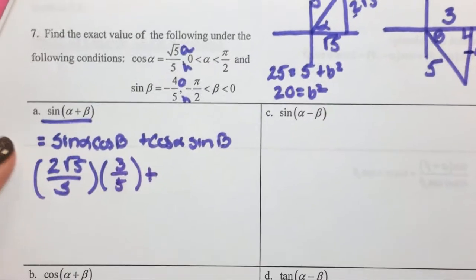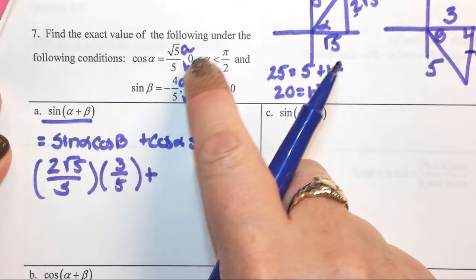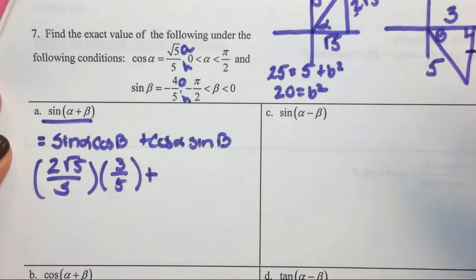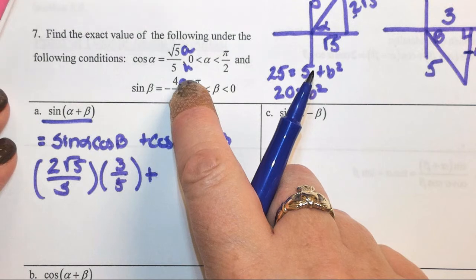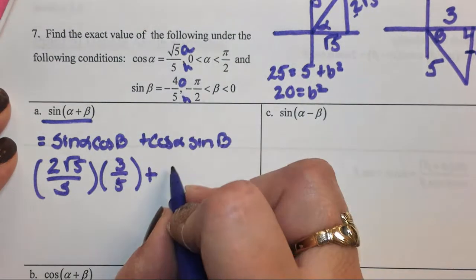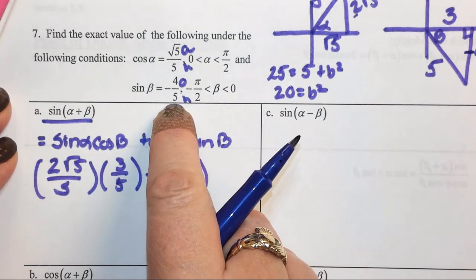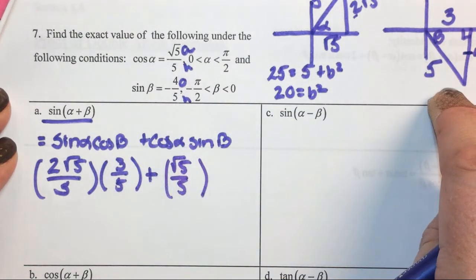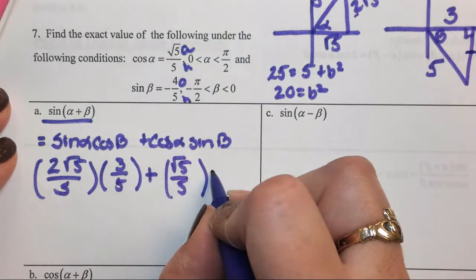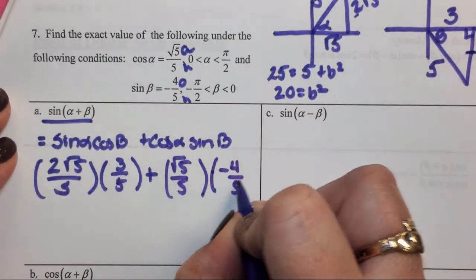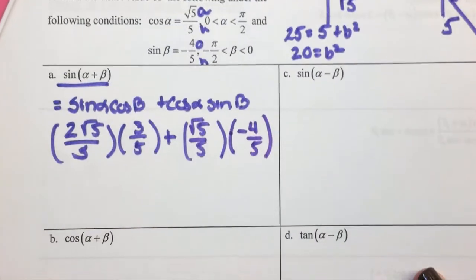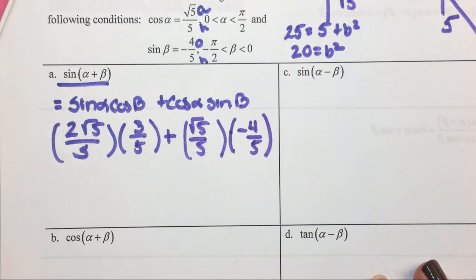Plus cosine alpha. Well, they're already giving you cosine alpha, aren't they? You can look at the triangle, or it's given to you. So cosine of alpha is square root 5 over 5. Sine of beta they gave to you, or you can look at your triangle, SOHCAHTOA. Sine of beta is going to be negative 4/5. Any questions on the substitution that I've done so far?